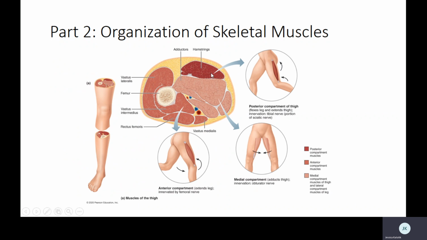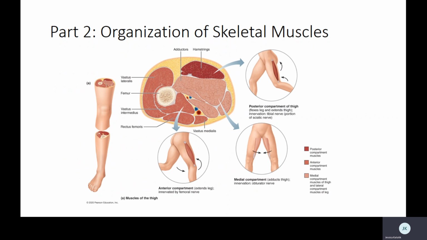The medial compartment is closer to our inner thigh, and it contains the adductor muscles. These muscles adduct the hip, so they bring our knees together until they touch. It always reminds me of that really cheesy 80s workout, the Thigh Master, a little machine. I don't know if you guys remember it. You're much younger than I am. But that little 80s machine works out your adductor muscles and brings your knees together. These muscles are innervated by the obturator nerve.